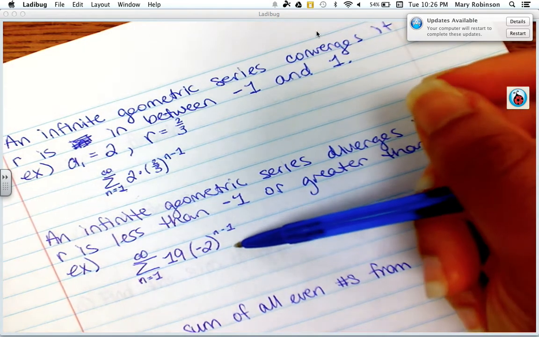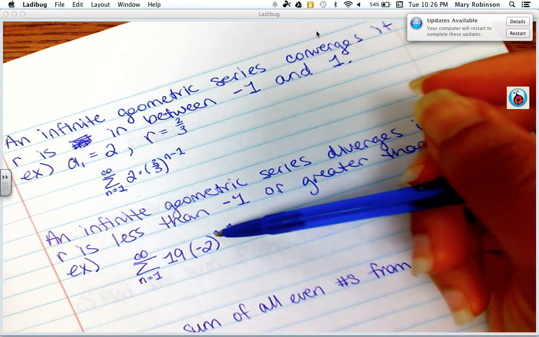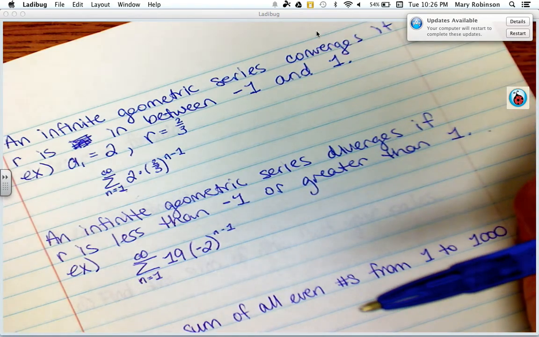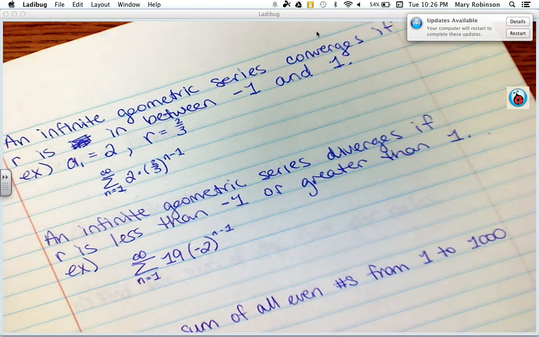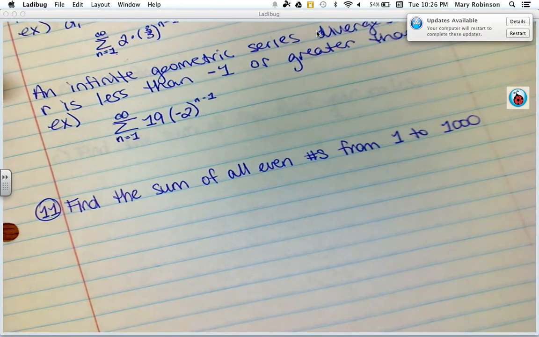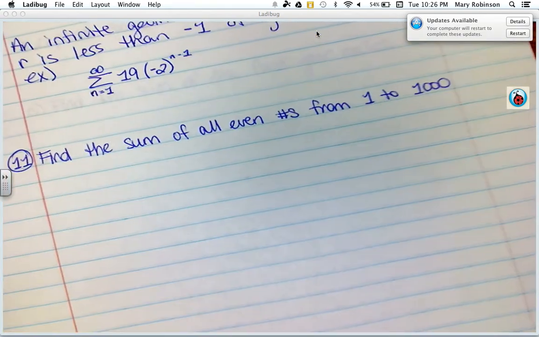So this infinite geometric series will diverge because -2 is less than -1. Alrighty, so let's look at number 11. Find the sum of all even numbers from 1 to 1,000.